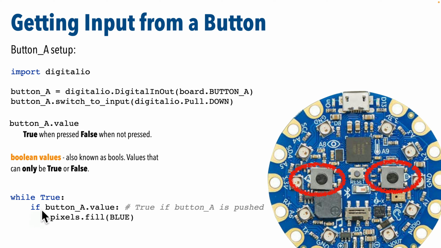So in this example, if the button's being pressed, if button A.value is true, then we're going to turn all of the lights on our board blue. And because this is in a while true loop, we're going to continue to check. We'll only turn the lights blue if we press button A. Let's code this up and give it a try.